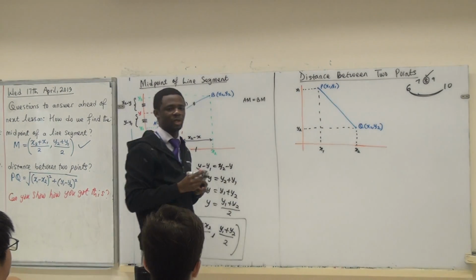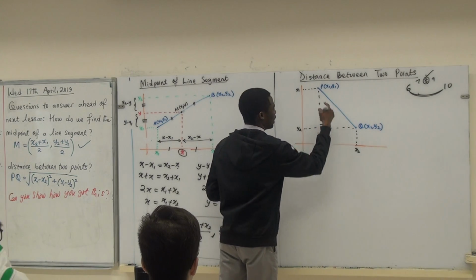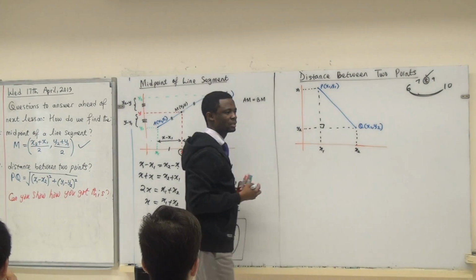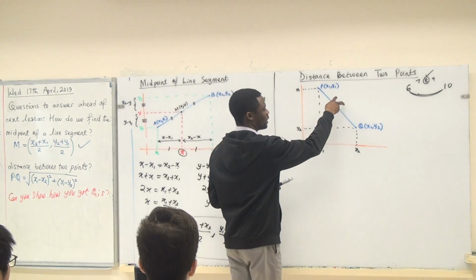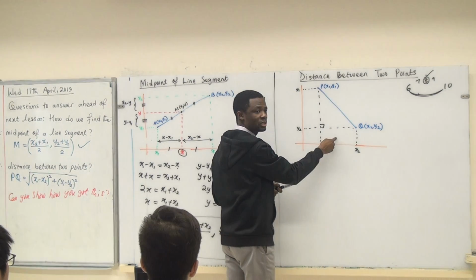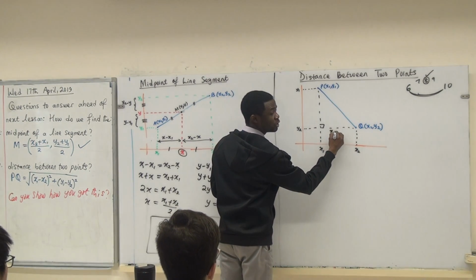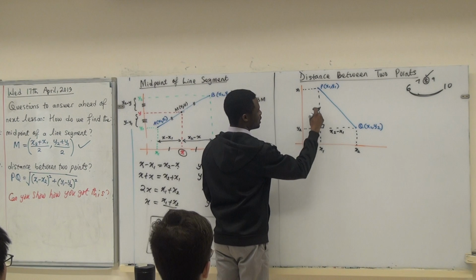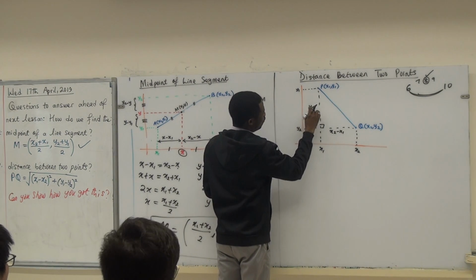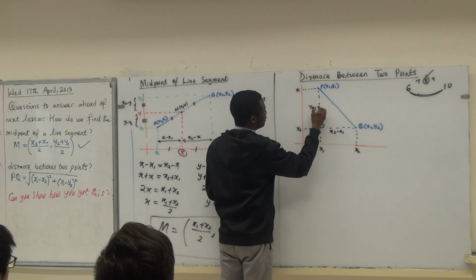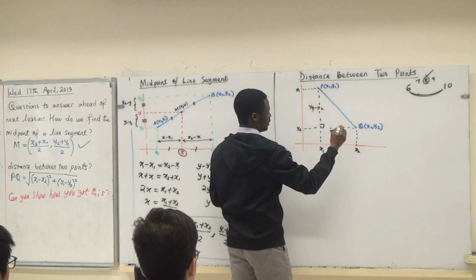What can you see in this picture? The right angle triangle. Now you are looking for this length. What do you use to find that length? If you use Pythagoras Theorem, you need to know this too, right? So what is this one? x2 minus x1. And what is this one? Are you sure? y1 minus y2. Okay? So PQ, Pythagoras Theorem, remember?